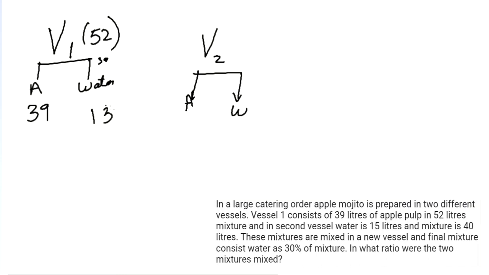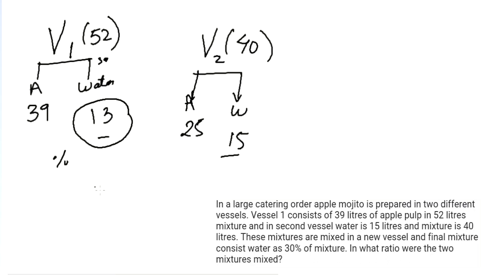At the same time, you go for V2, water is 15 and total mixture is 40. So if you subtract 15 from 40, it'll be 25. And then here, when it comes to alligation, we need to make the same quantity. Since the question gives water in the form of percentage, we will try to find how much percentage of water is there in V1 and how much percentage of water is there in volume 2. So we will use that as alligation.